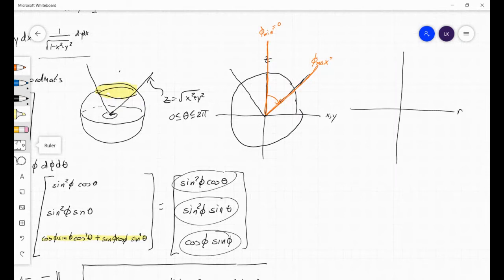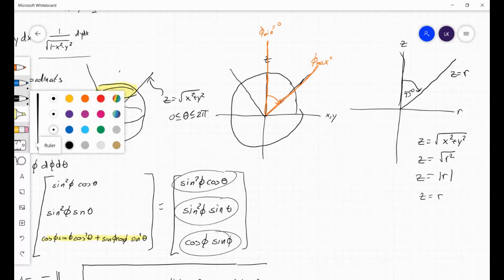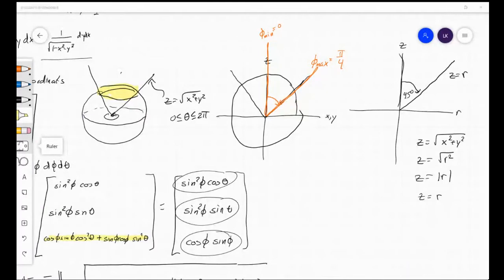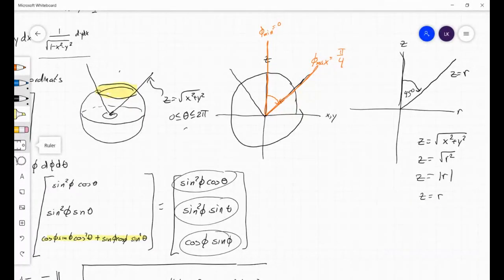Well, I can almost think in terms of cylindrical coordinates, right? If you look at this function and you use polar coordinates, you would get that z is equal to the square root of r squared. So z is the absolute value of r. At least for positive values of r, which they should be in cylindrical, you would get z equals r. So it's this diagonal line, z equals r. Since the slope of this line is 1, this angle has to be 45 degrees. So the maximum value of phi would be 45 degrees, or in radians, pi over 4.